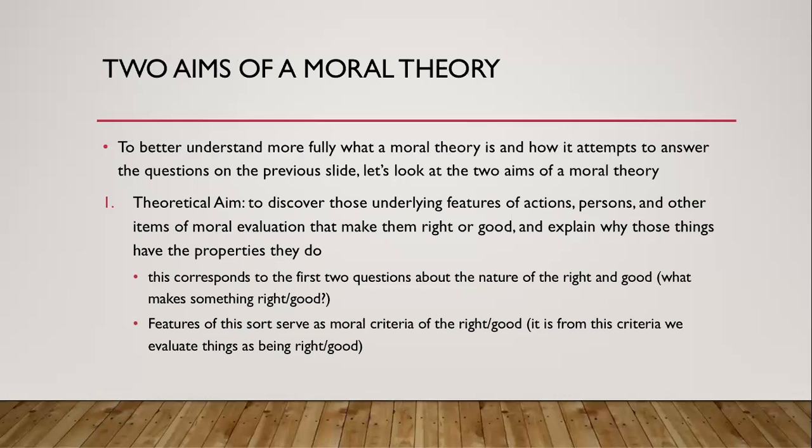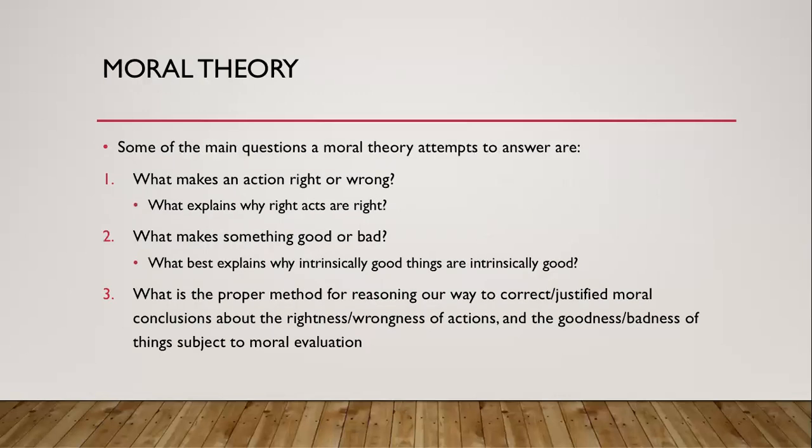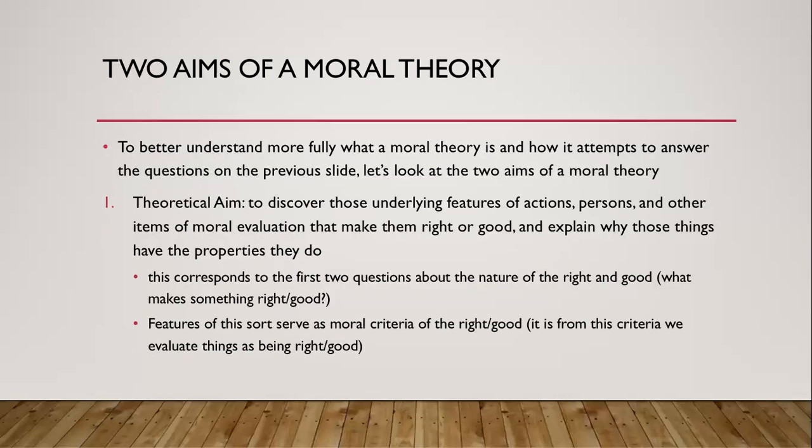So to better understand more fully what a moral theory is and how it attempts to answer these questions, we're going to look at the 2 aims of what a moral theory does. There's 2 goals. Think of these as the 2 goals of any decent moral theory. First is going to be the theoretical aim, and this is to discover those underlying features of actions, persons, or other items of moral evaluation that make them right or good, and explain why those things have the properties they do. So this corresponds to our first 2 questions going back here. What makes something right or wrong, and what makes something good or bad?